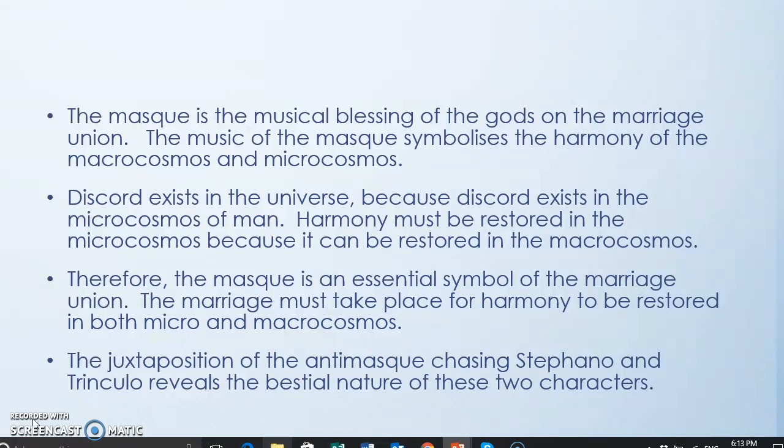So then we have that juxtaposed against the anti-masque, which occurs later on in the play in Act 5, when Stefano and Trinculo are chased away by the spirits turned into wolves and goblins, and they're howling, and there's this chaotic moment as they get chased away. So it becomes like an anti-masque juxtaposed against the masque, and it reveals the bestial nature of the two characters, the evilness of their characters.